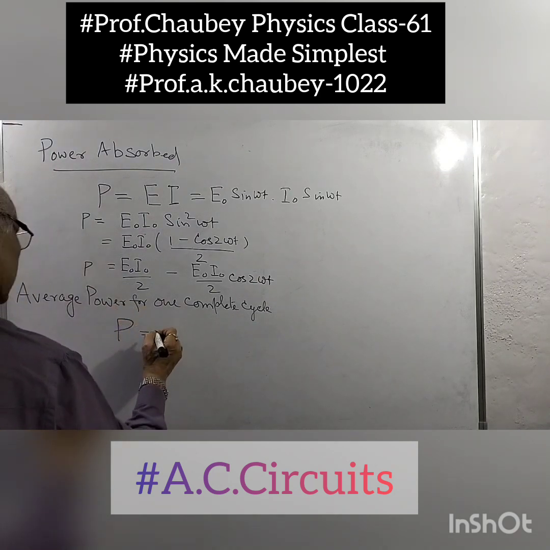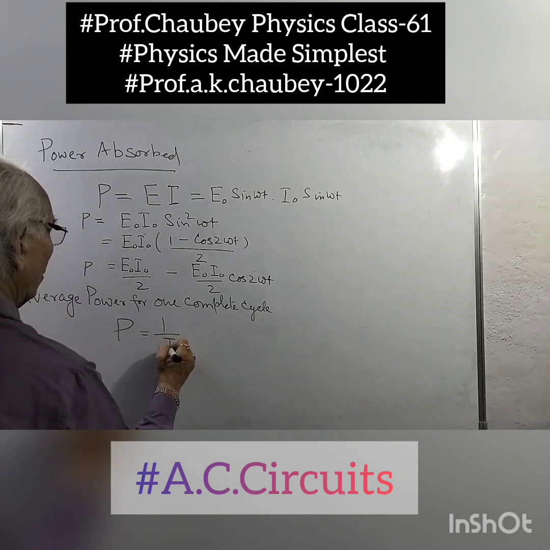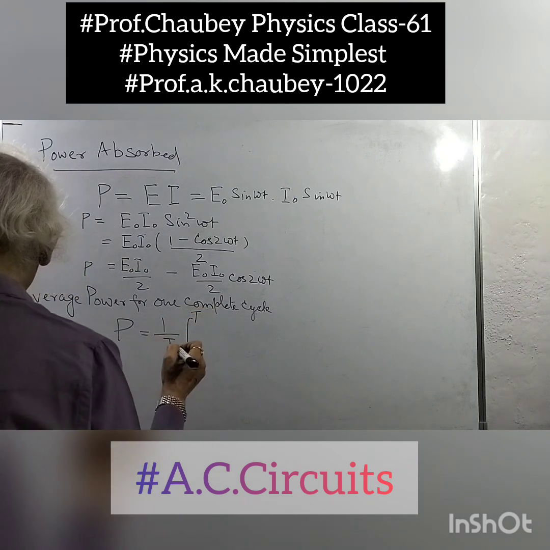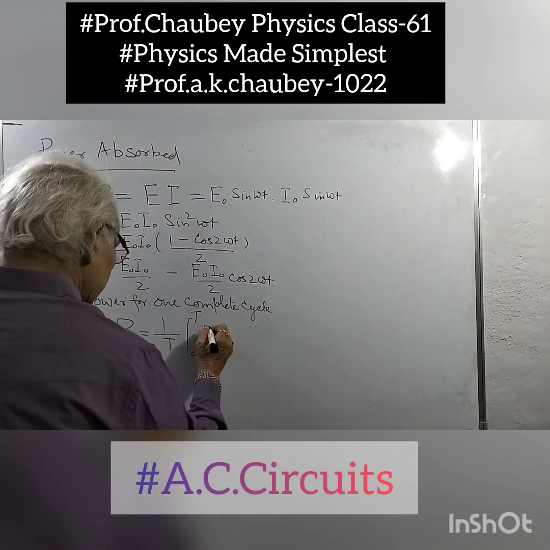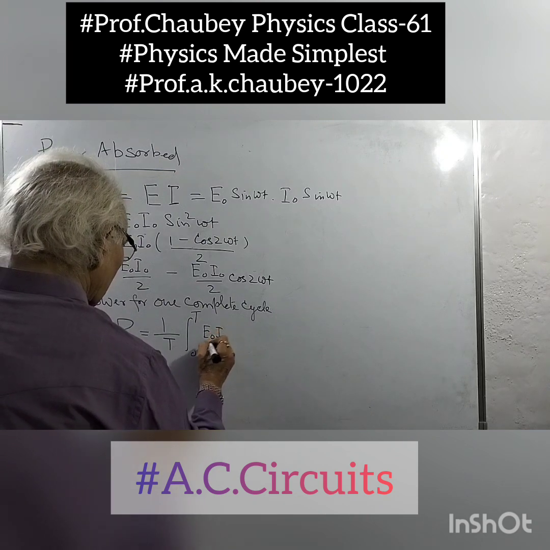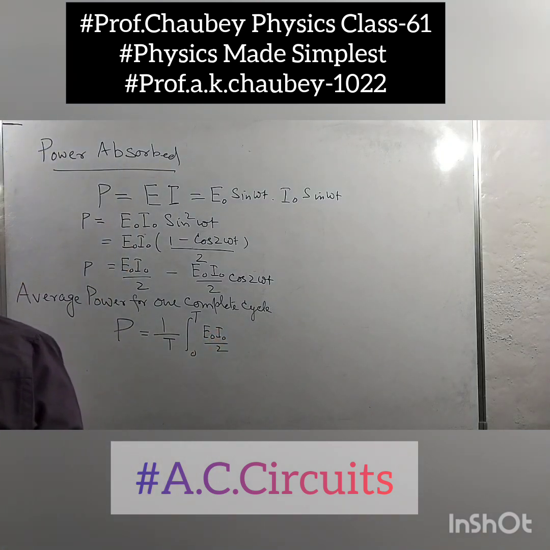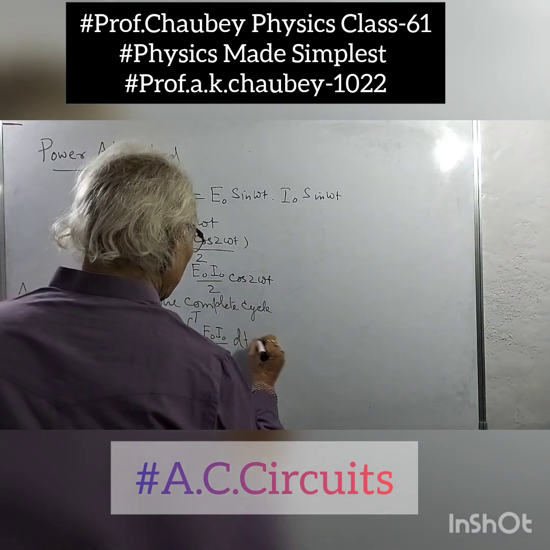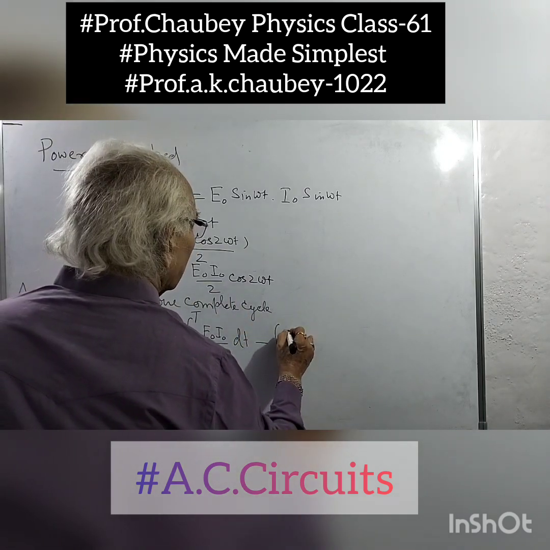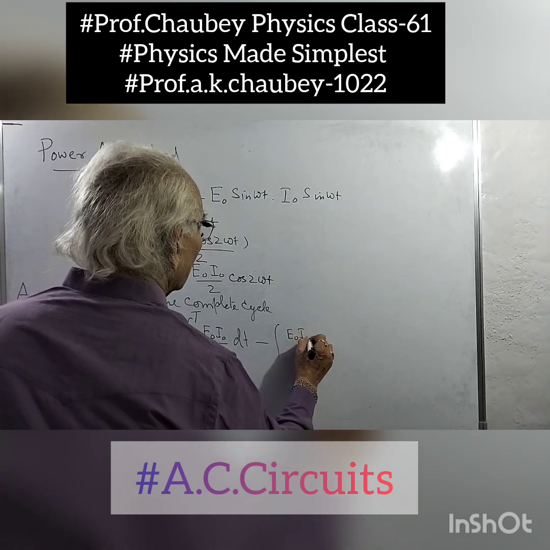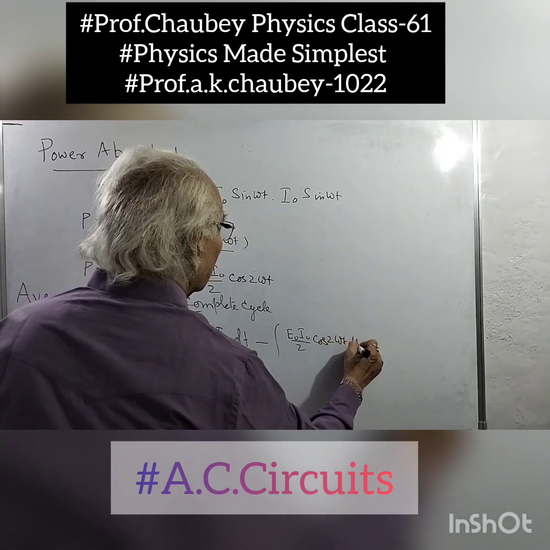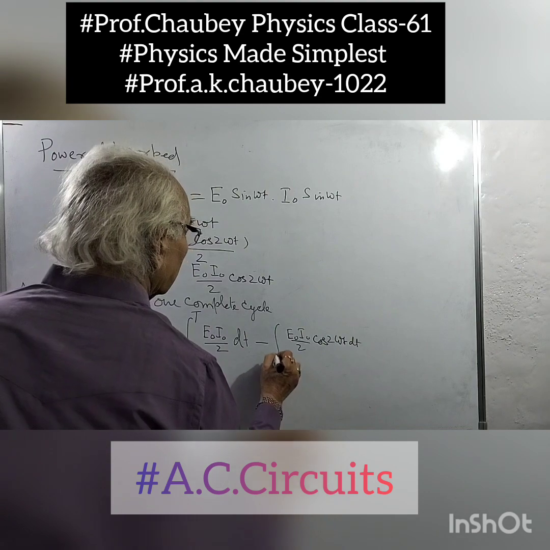We write the average power, capital P, as the average over one full cycle: 1 over T, integral from 0 to T of E naught I naught by 2 dt, and then minus E naught I naught by 2 cos 2 omega t dt. This is our full cycle.